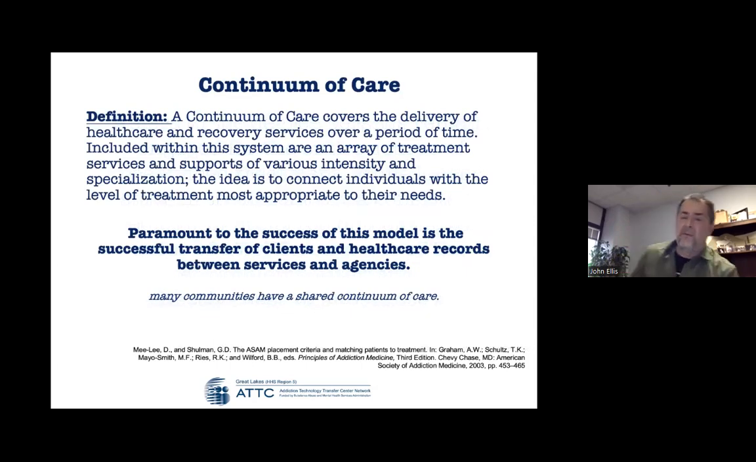Now, on that retention, there's a NIDA study that indicates that 50% of people that start substance use treatment in the United States do not complete treatment. So we have a 50% attrition rate, dropout rate, whatever term you want to use, of people coming into treatment. Walkaways, administrative discharges, AMAs, we have all kinds of terms for it.